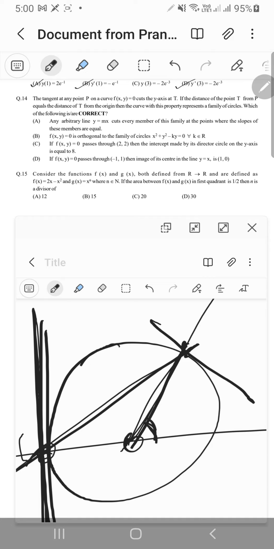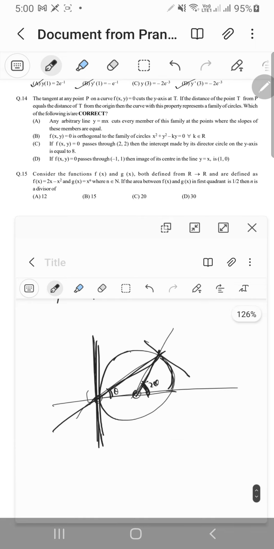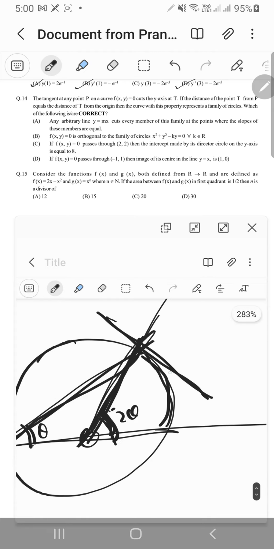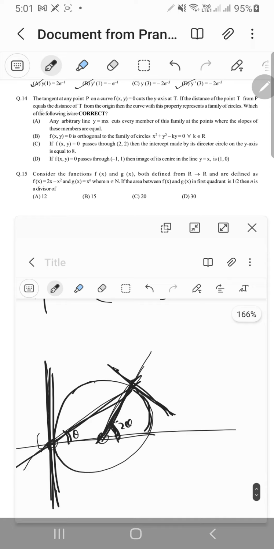An arbitrary line equal to mx cuts this. Oh, so this angle is constant, we know that thing. Of course, look at this, the arc subtends this angle at the circumference and then double of that angle over here. So if theta is 2 theta, so yes, this line has a constant slope. So yeah, like the tangent has a constant slope. Yes, so this is correct, I guess.